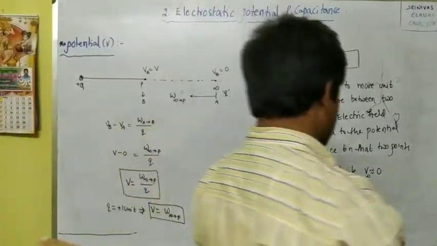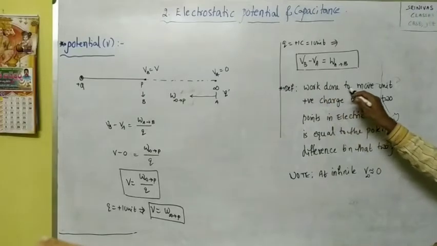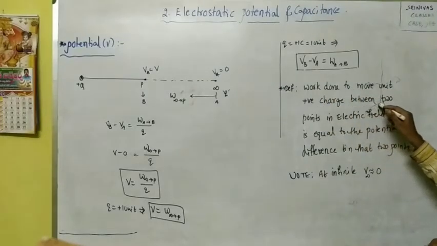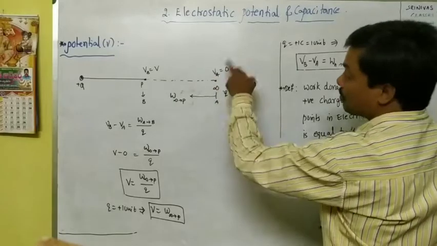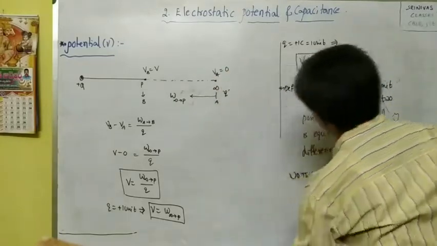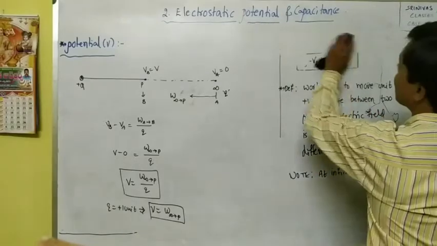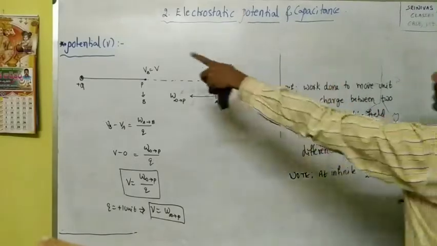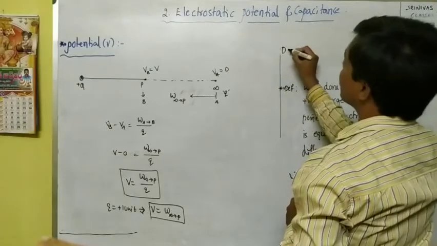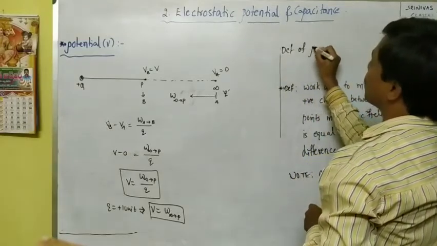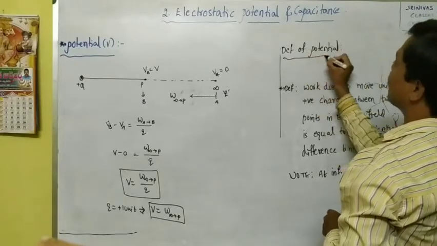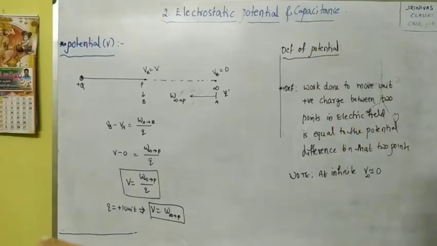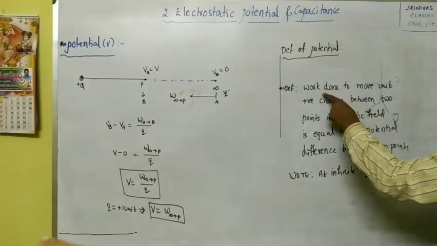Here the potential definition is work done to move unit positive charge between two points, but not between two points, because here one point is definite. That's why we write the definition like this. How to define the potential? Previously I gave the potential difference definition. Potential difference means two points are there. Here we will write the definition.